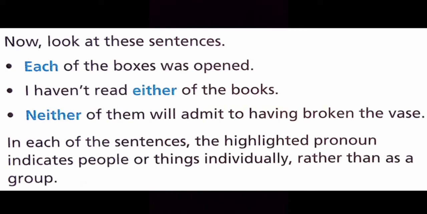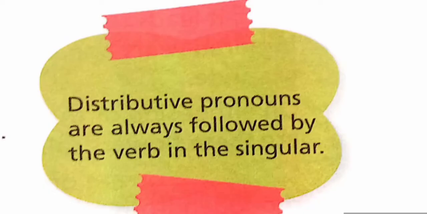In each of the sentences, the pronouns such as each, either, neither indicate people or things individually rather than as a group. Distributive pronouns are always followed by the verb in the singular.